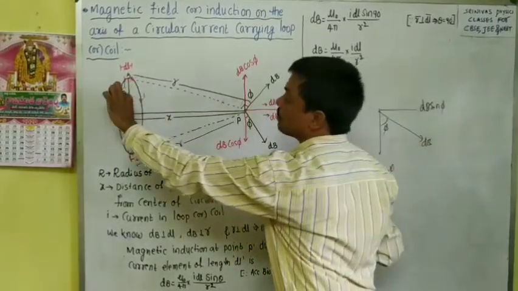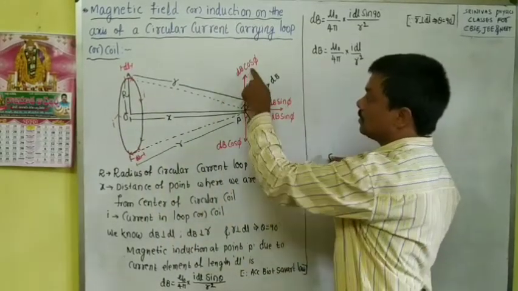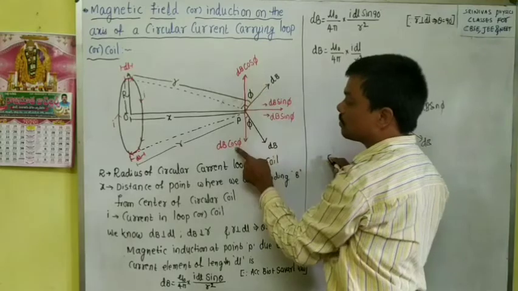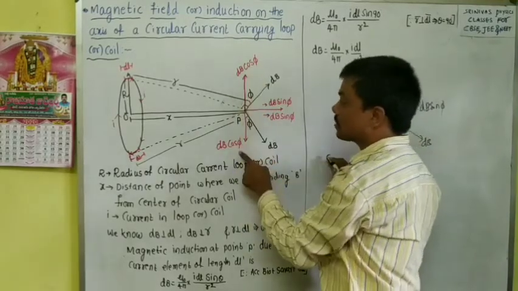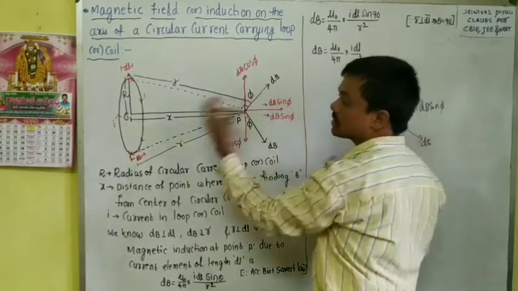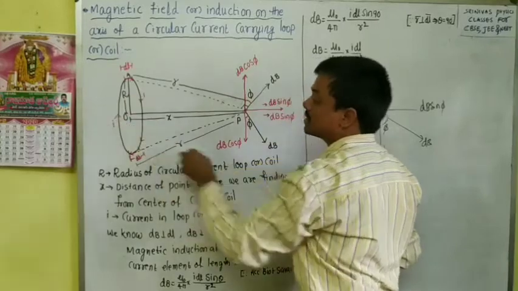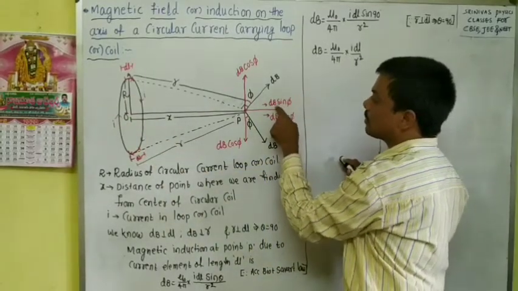Like this, if you take many elements, for every element there is an opposite element. It produces the dB cos phi in the opposite direction. All the dB cos phi components will cancel with each other, but all the dB sin phi components will be along the same direction due to all other elements also. Then, the net magnetic induction, if you want to find it, look here.